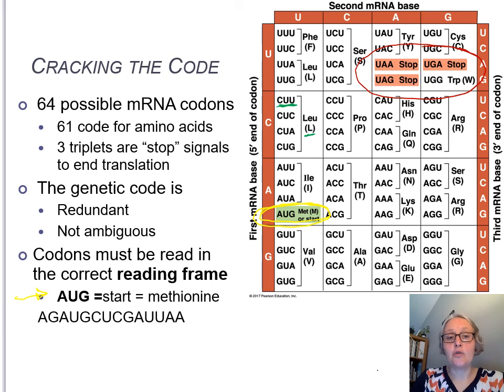The genetic code is a little bit redundant. For instance, CUU means leucine, but CUC also means leucine, right? So there's some redundancy built into the genetic code. However, it is never ambiguous. It's not that sometimes CUC means leucine, but other times it means valine. No, it always means leucine.